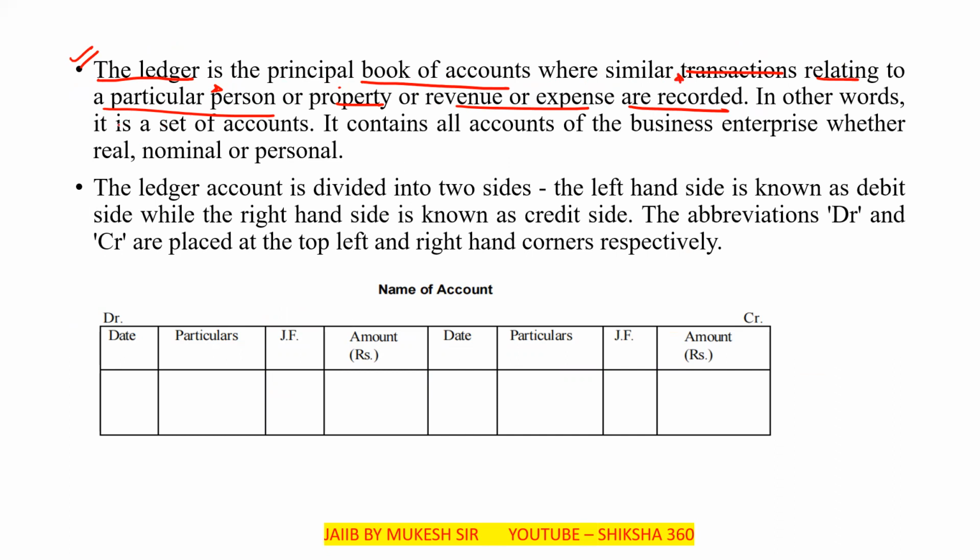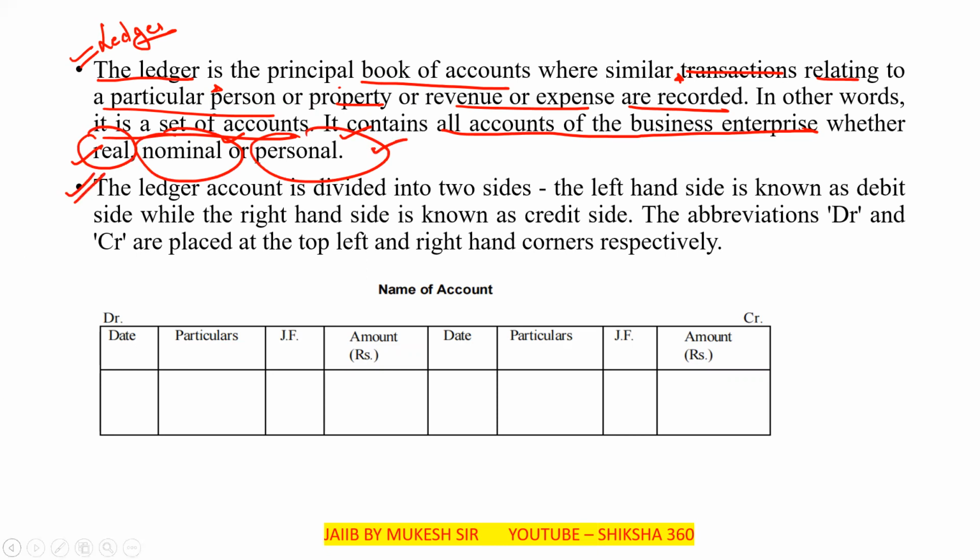In other words, it is a set of accounts. It contains all accounts of the business enterprise, whether real, nominal or personal. So the ledger will contain all different types of accounts, whether real, nominal or personal.